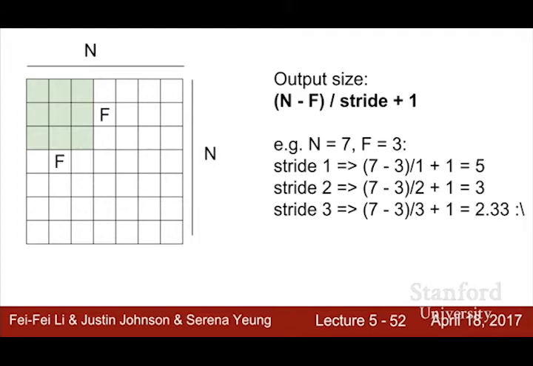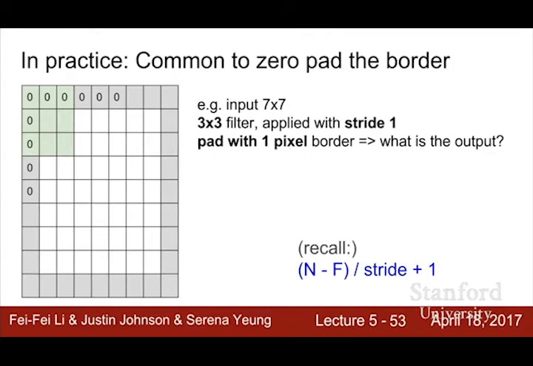And so that's how this equation works out. As we saw before, if we have n equals 7 and f equals 3, with a stride of 1 we plug it into this formula and we get 5 by 5 as we had before, and the same thing for stride 2. With a stride of 3, this doesn't really work out. So in practice, it's common to zero pad the borders in order to make the size work out to what we want.